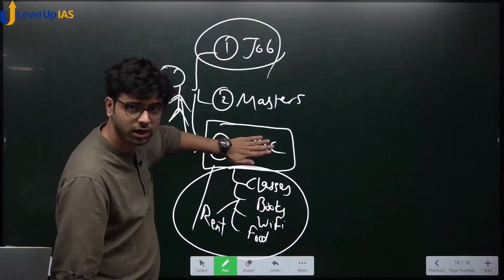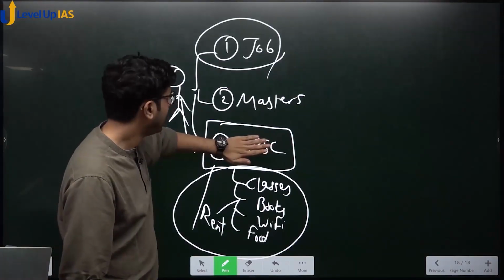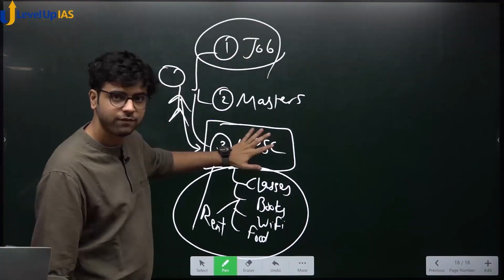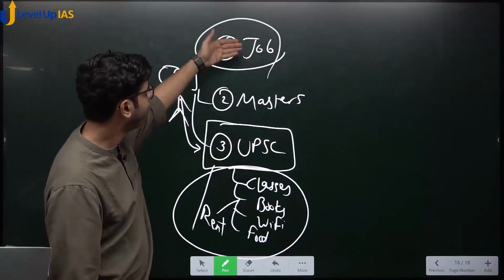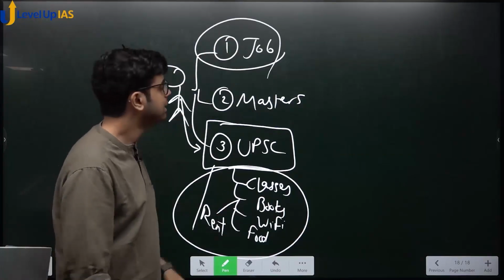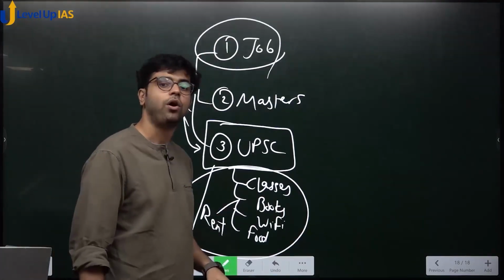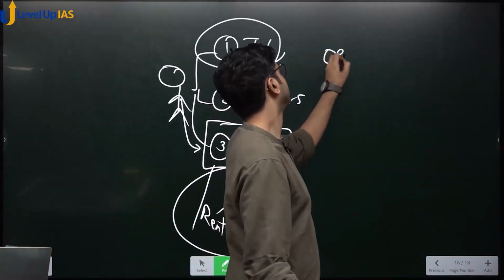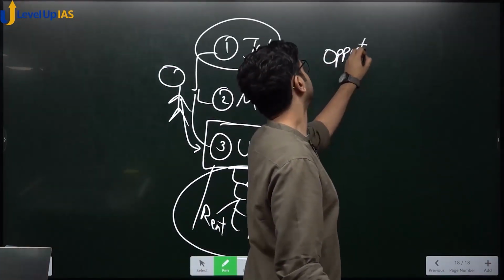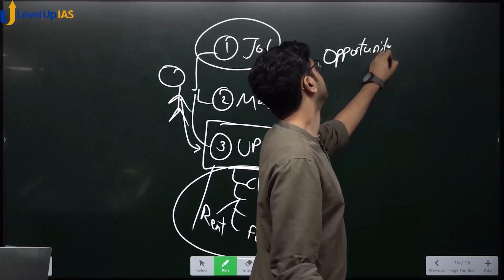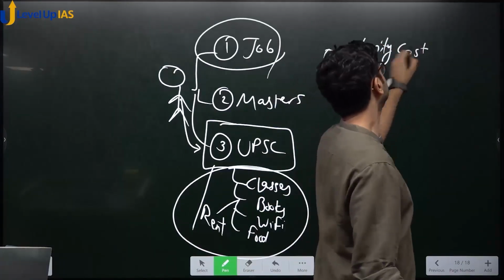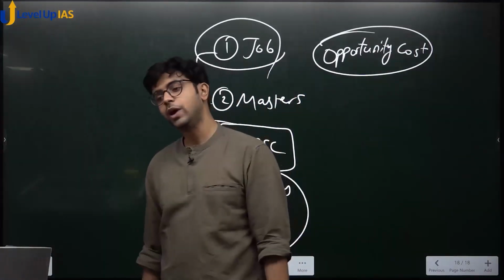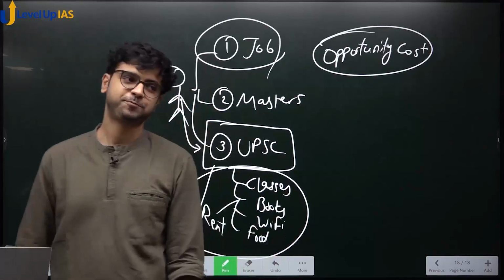Okay? This is also. So the cost which you incur when you pursue one alternative and when you forego another alternative, the cost which you incur in foregoing one alternative, this cost is called opportunity cost. This is opportunity cost. This is very important.